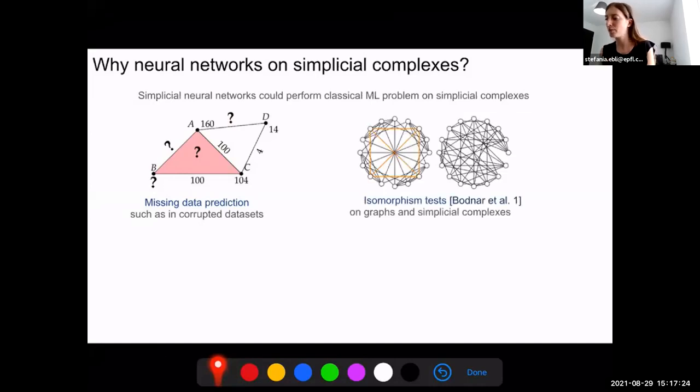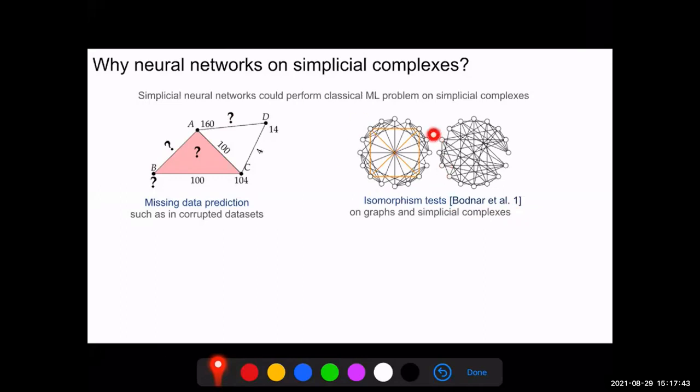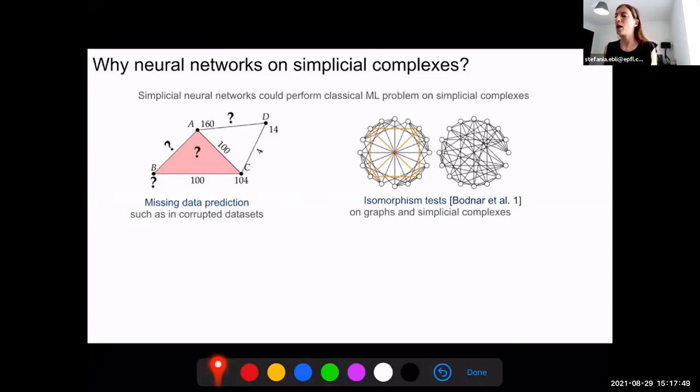So another task could be performing isomorphism tests on graphs. This was done by Bodnar et al. in a paper in 2020 and another one in 2021, in which, in a nutshell, what they did was consider graphs, then lift them by considering the clique complex of the graph, and they trained some simplicial neural network to say whether or not these graphs are isomorphic. And I will give you more details about this later.